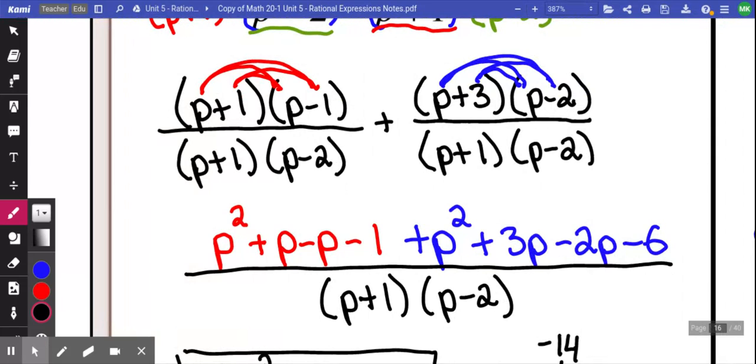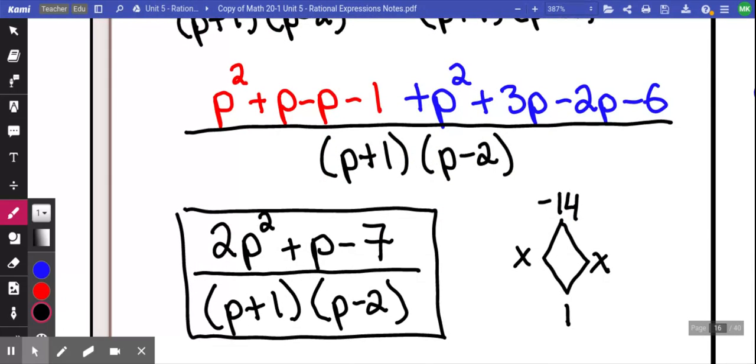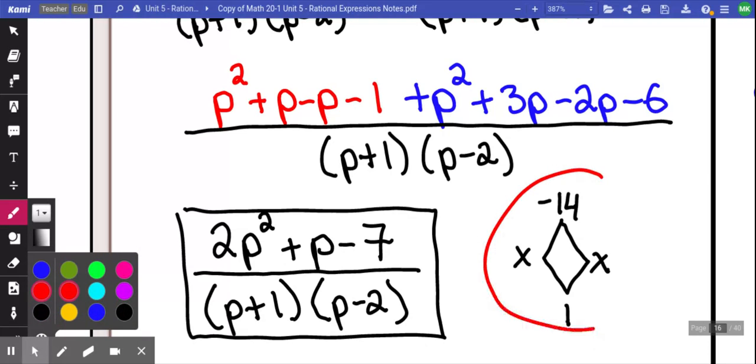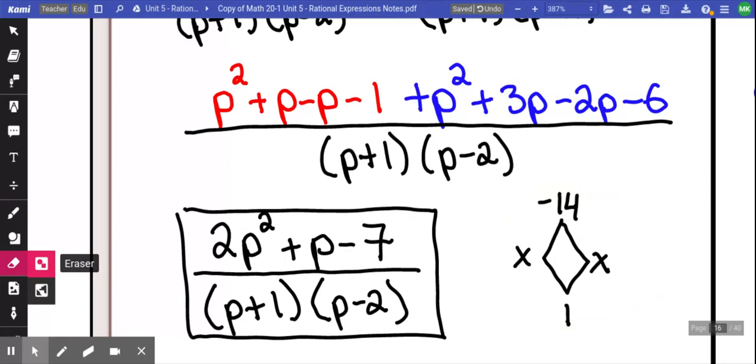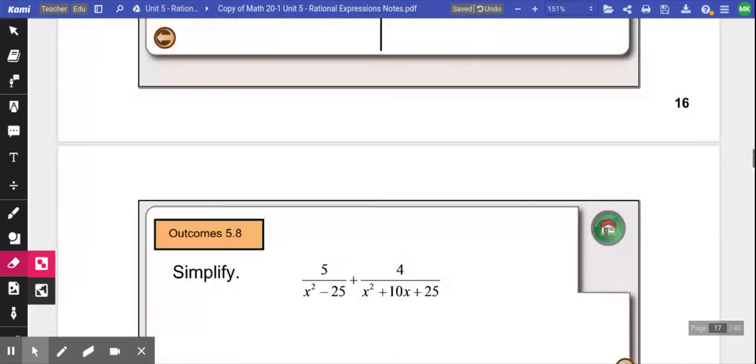So it was only (p plus 1)(p minus 2) on the bottom. I then combined all my like terms. So on the top, my p squares became 2p squared. All those p's worked down to plus 1p, and then minus 7 divided by (p plus 1)(p minus 2). I knew I was done because I couldn't factor. You'll notice over here I tried. I drew a little diamond and I attempted, but I couldn't find any numbers. And then I also knew I was done because I could not cancel any packages out. Awesome.